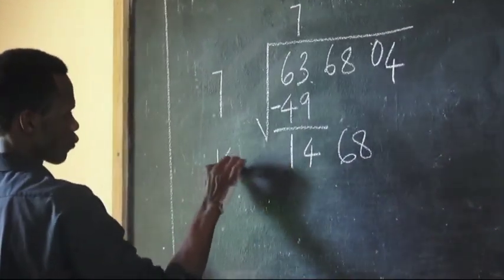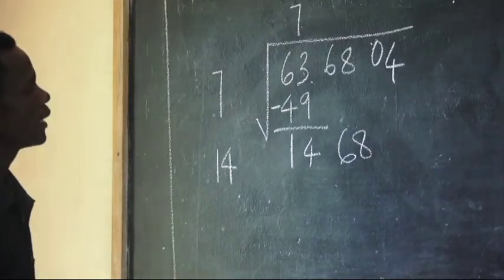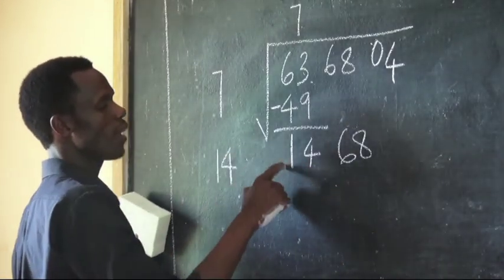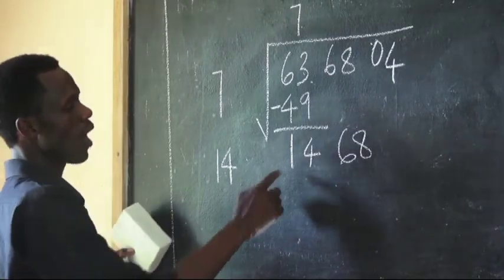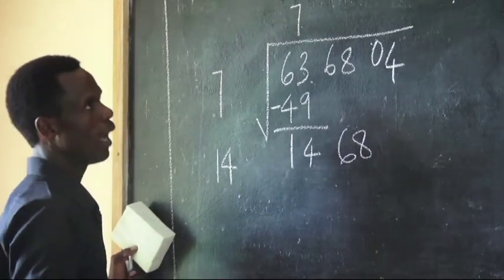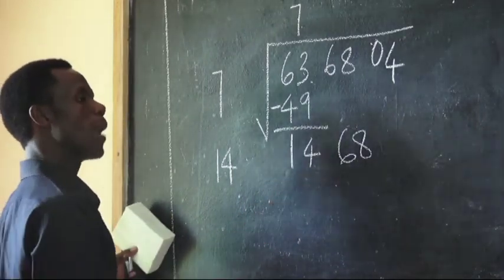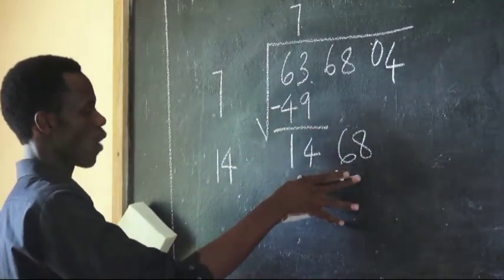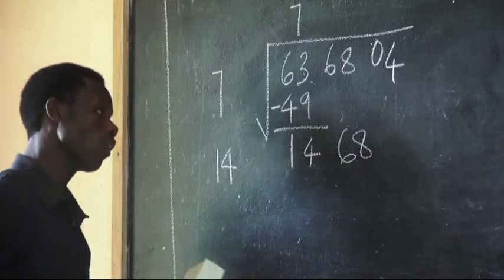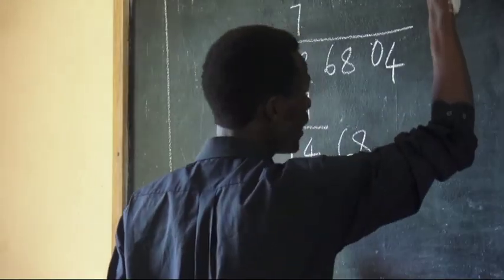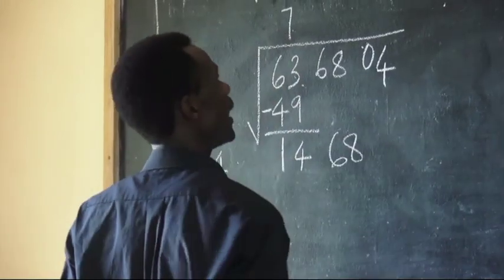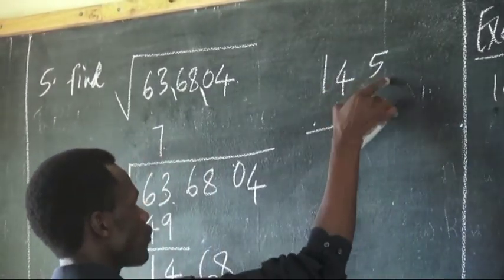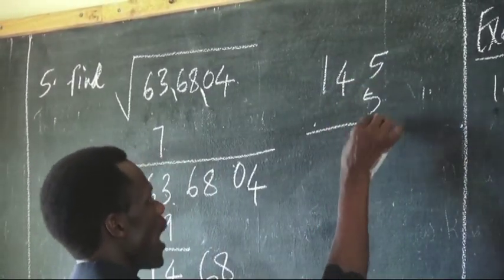Now it is 14. Now you think of the number that definitely we put here, so as we get 1,468. Not more than this number, but less than, or the exact number. Now, to start, 4, then when you put your 5, then you multiply by 5. Then 145 times 5 is 25.